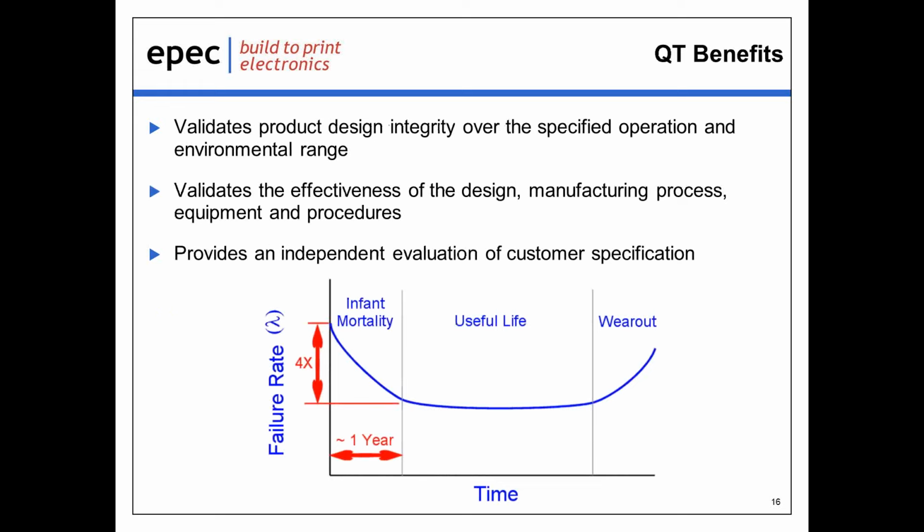Some of the benefits of qualification testing: it validates product design integrity over the specified operation environmental range. This validates the effectiveness of the design, the manufacturing process, equipment, and procedures. And it provides an independent evaluation per the customer's specification as well. Down here at the bottom, I do show a graph in regards to the benefits of qualification testing. It shows that the qualification will weed out the infant mortality rates of the product through ESS and then provide a longer useful life of that product in the long run.